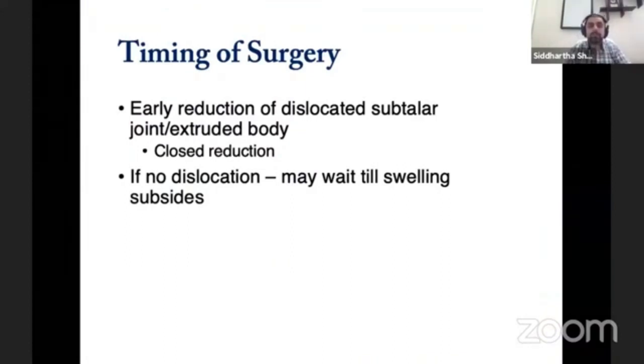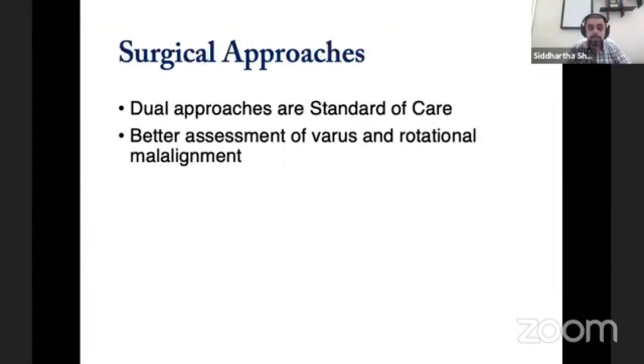But remember, if the body is extruded, this puts pressure on the skin. And if there is a subtalar or other joint dislocation, you have to reduce this early. You may fix this later.